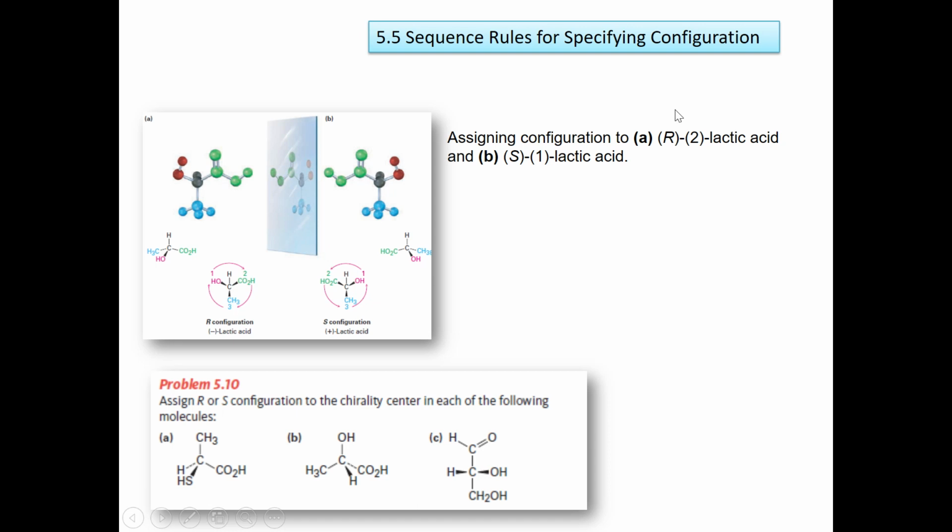We can do exactly the same with lactic acid. We have lactic acid, that is this molecule. We can put our eye here, and we see through this carbon hydrogen bond, that is the lowest priority. We see 1, 2, 3, clockwise, R. If we check the enantiomer, 1, 2, 3, anticlockwise, S.